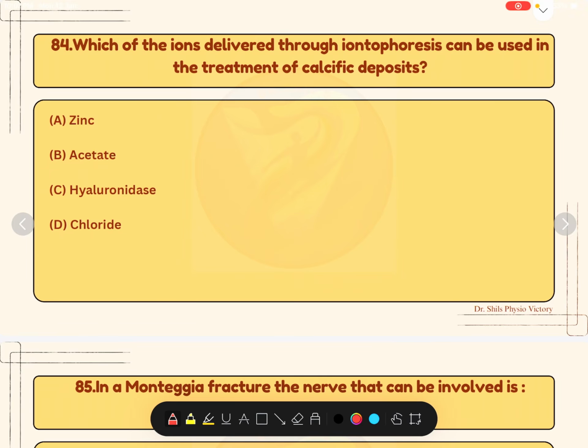Next, come to question number 84. Which of the ions delivered through iontophoresis can be used in the treatment of calcific deposition? Here, option A is zinc, option B acetate, option C hyaluronidase, option D chloride. Here the correct answer is option B, acetate. Zinc is used for wound healing, hyaluronidase for edema.